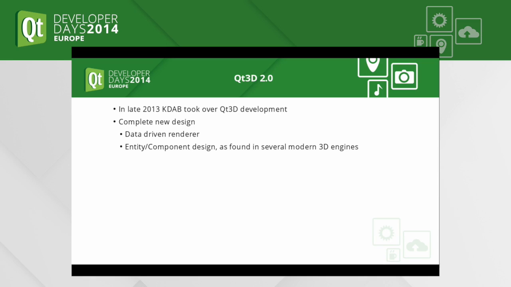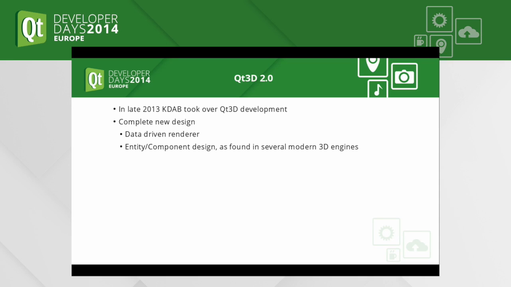And then secondly, we're using this thing called an entity component design we're going to talk about, which is found in several modern 3D engines and 3D game environments and 3D systems. And it's becoming not quite a standard, but a very common way to manage 3D scenes to avoid a multiple inheritance type explosion of functionality in the classes you create.